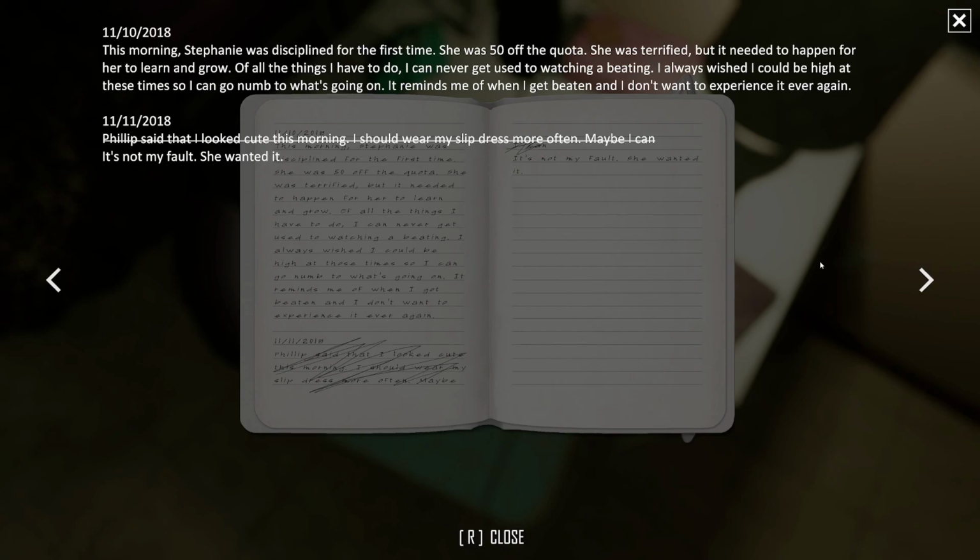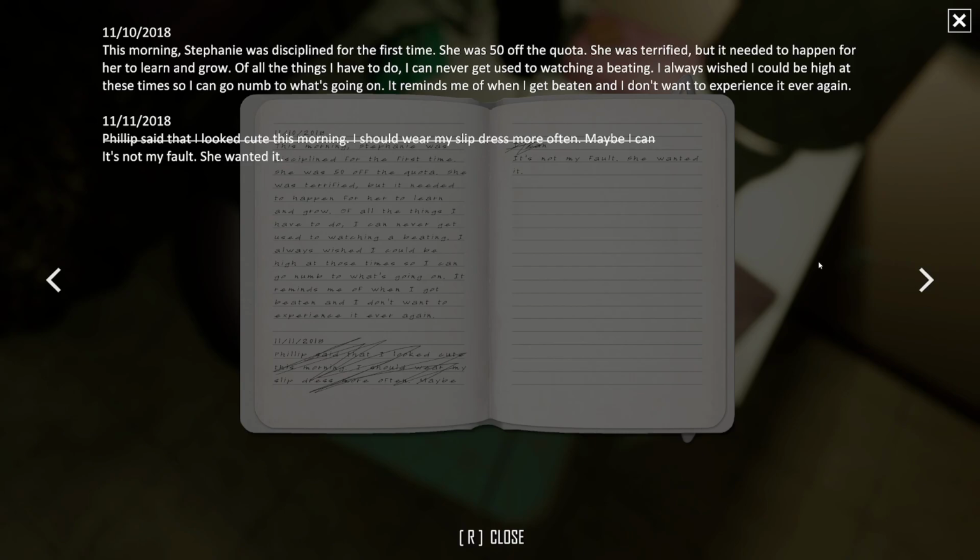10th of November. This morning, Stephanie was disciplined for the first time. She was 50 off the quota. She was terrified, but it needed to happen for her to learn and grow. Of all the things I have to do, I can never get used to watching beating. I always wished I could get high at these times so I can go numb to what's going on. It reminds me of when I get beaten and I don't want to experience it ever again.